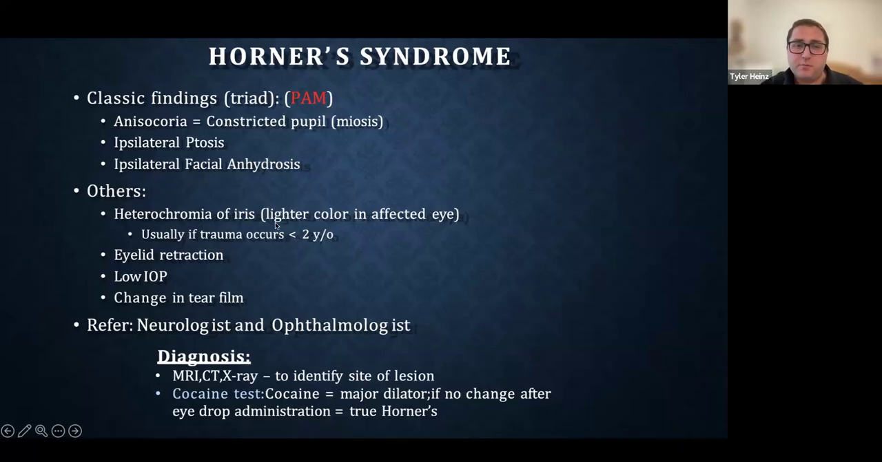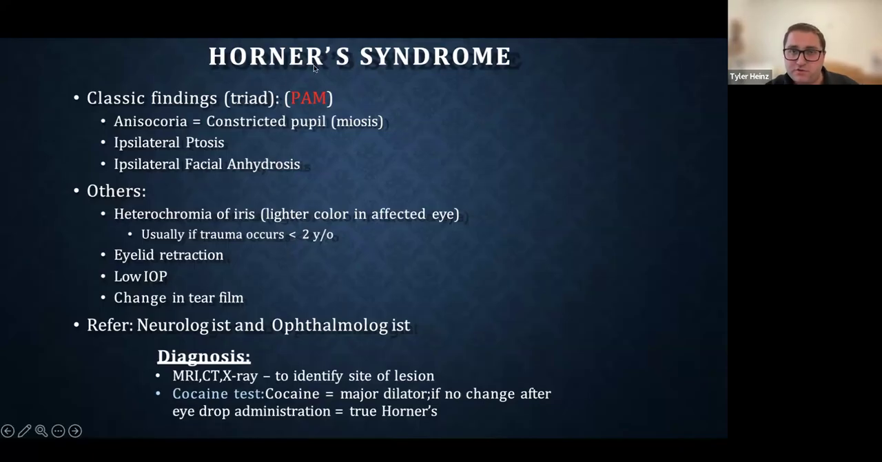You may have some heterochromia of the iris. Usually, if the trauma occurs less than 2 years old, you may have a lighter color in that affected eye. Eyelid retraction, low eye pressure, change in the tear film. Refer to a neurologist and an ophthalmologist to investigate a little bit more.